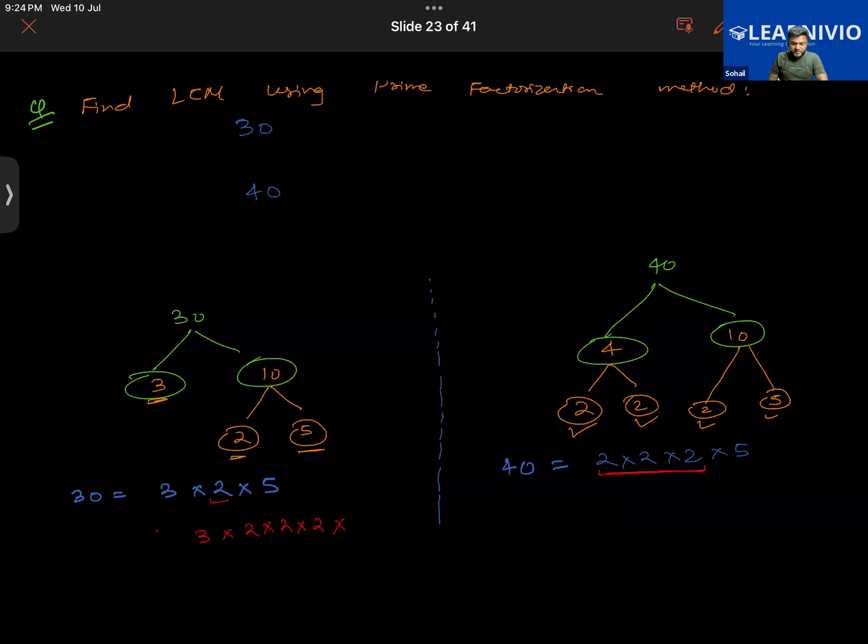Yes. Okay. And 5 here is being repeated the same number of times, so just write it as it is. And here 3 was written. 3 is a prime factor of 30 only, but not of 40. So we don't have to leave it out. That will also be counted.